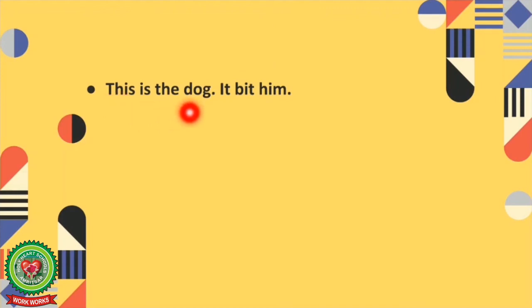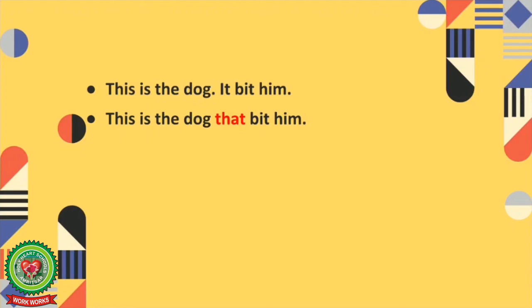This is the dog, it bit him. Students, we can join these sentences using subordinating conjunction which or that. So the answer is, this is the dog that bit him. Students, that is a subordinating conjunction which is describing the dog, which is a noun. Students, remember, we use that or which for animals and non-living things, and who is used for living things.